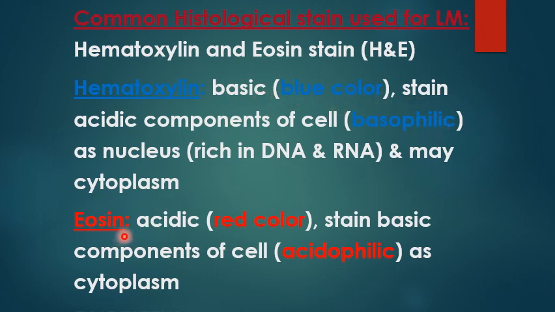While if something is basic in nature, it likes to be stained with the acidic stain, and this is called acidophilic and appears red in color. Again, eosin stains any basic component, and it is called acidophilic. Any basic component likes to be stained with the acidic stain, known as acidophilic.